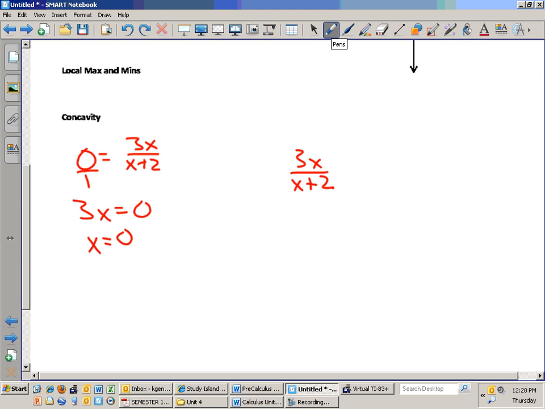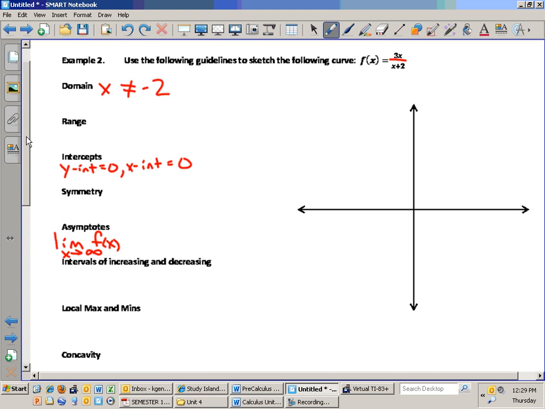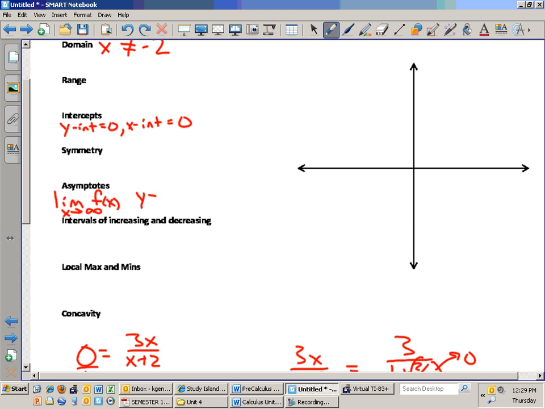3x over x plus 2, we would divide the top and bottom both by x. So that would be 3 over 1 plus 2 over x. That goes to 0. You're left with 3 over 1, which is 3. So you can tell here that I have a horizontal asymptote of, I'm sorry, y equal to 3. Asymptote, y equals 3.